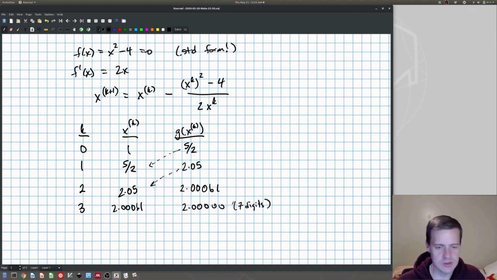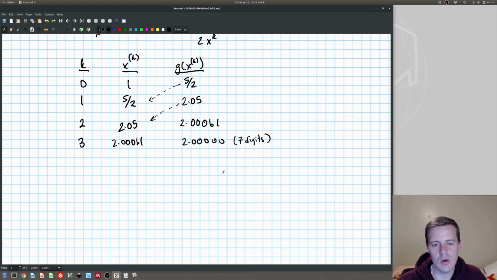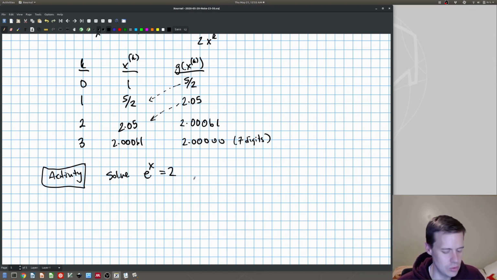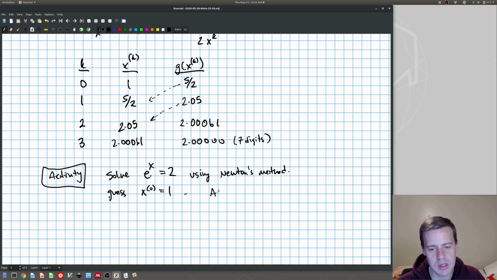Okay, so I want you to take a second and practice on your own. So do a little activity real quick. Pull out a piece of paper, or that piece of paper you have from earlier, and I want you to solve for e to the x is equal to 2 using Newton's method. Start with a guess where x at 0 is equal to 1. You know what the answer should be.